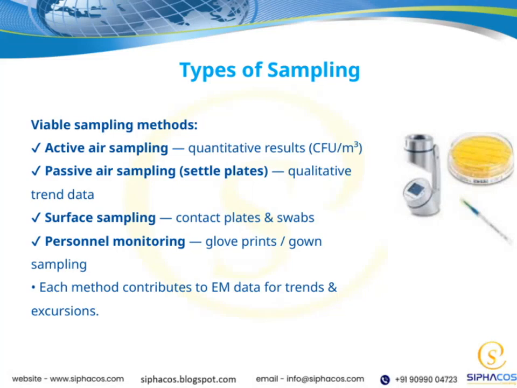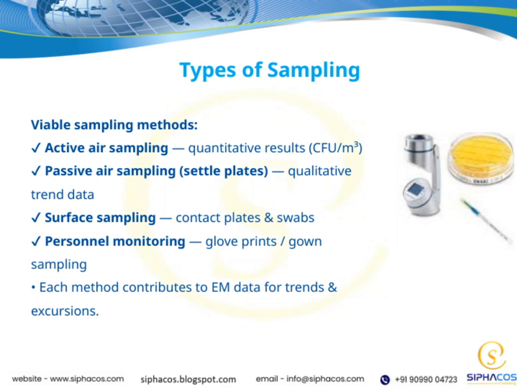Let's take a closer look at the different types of sampling we use in environmental monitoring. First, there's active air sampling, which provides us with quantitative results, specifically colony-forming units per cubic meter, or CFU/m3. This method gives us precise data on the microbial load in the air. Then, we have passive air sampling, often using settle plates. While it's more qualitative, it helps us identify trends over time by observing where and how microbes settle. Next, surface sampling involves contact plates and swabs, allowing us to assess contamination directly on surfaces. This is especially useful for pinpointing potential sources of contamination.